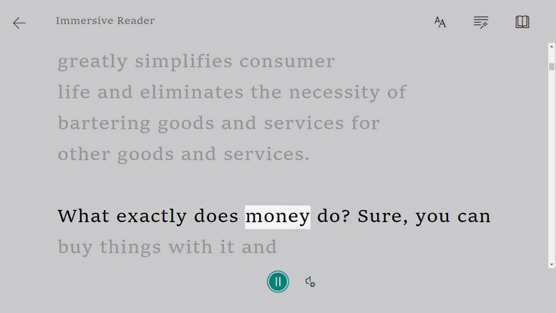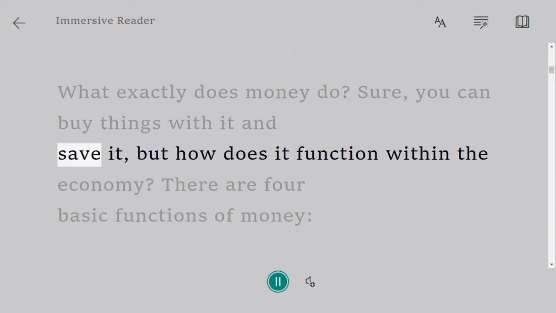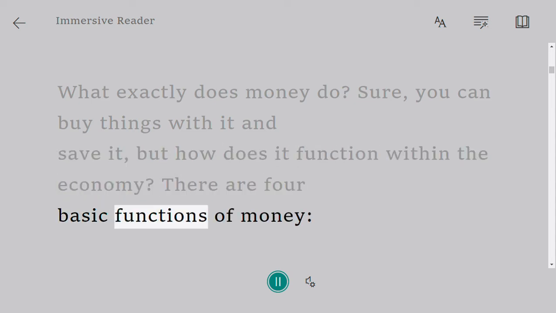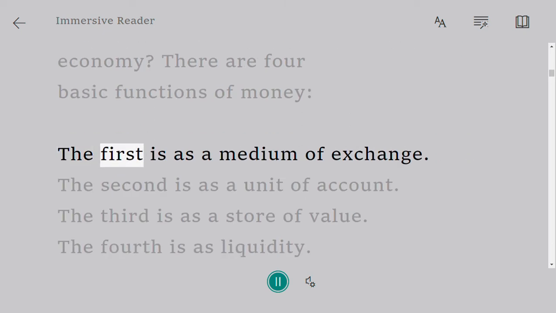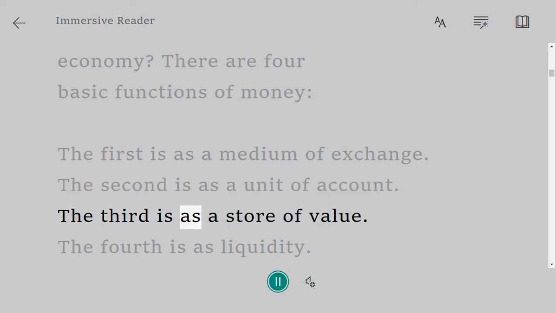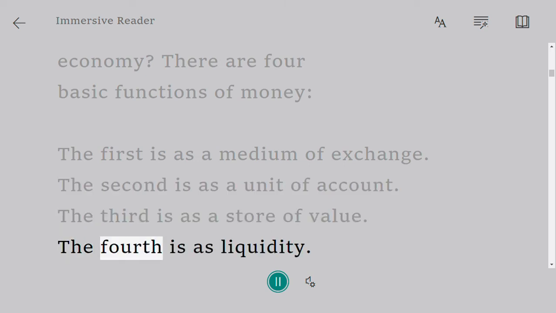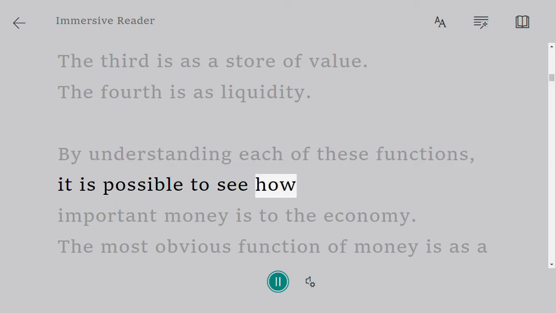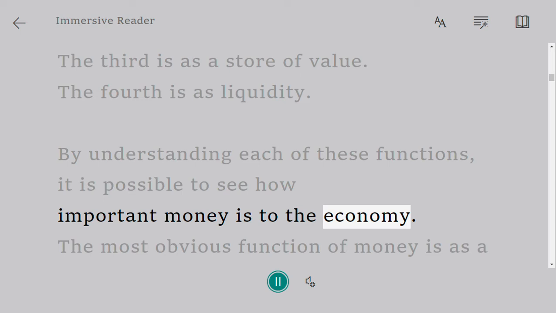What exactly does money do? Sure, you can buy things with it and save it, but how does it function within the economy? There are 4 basic functions of money. The first is as a medium of exchange. The second is as a unit of account. The third is as a store of value. The fourth is as liquidity. By understanding each of these functions, it is possible to see how important money is to the economy.